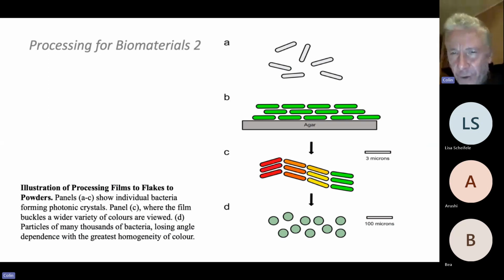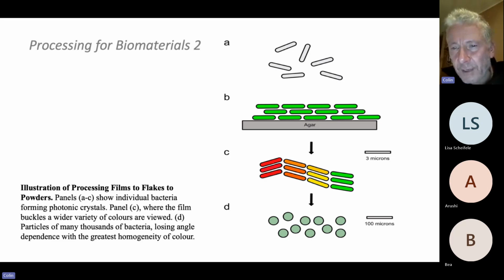It's very inefficient. You grow them on agar. You basically preserve them on the agar. You lift the flakes off the agar, which are now dead, but structurally colored. Sometimes the flakes don't stay flat, in which case you actually get quite a variety of colors coming off it. And you've got to be quite careful about how you do it.